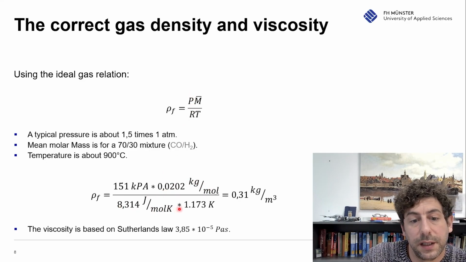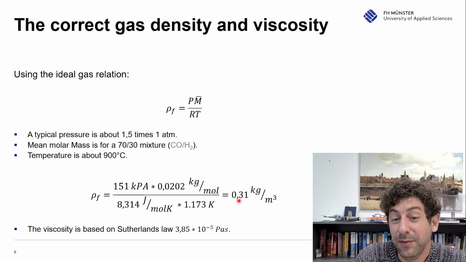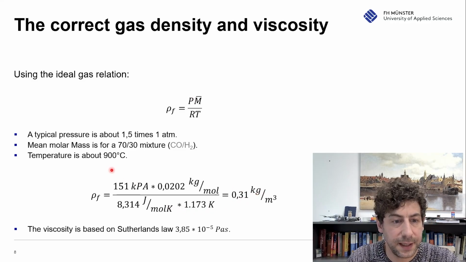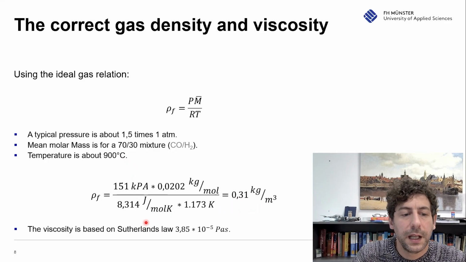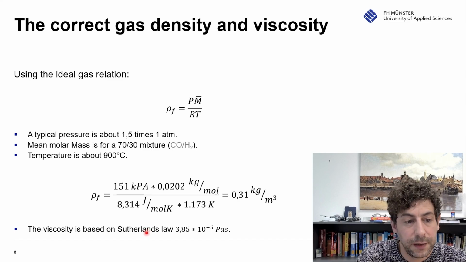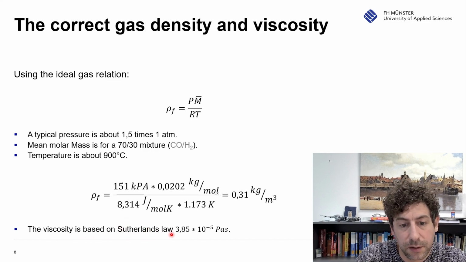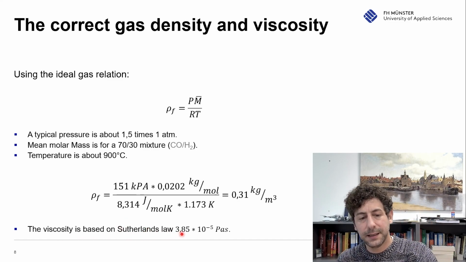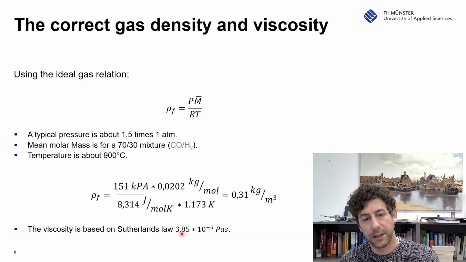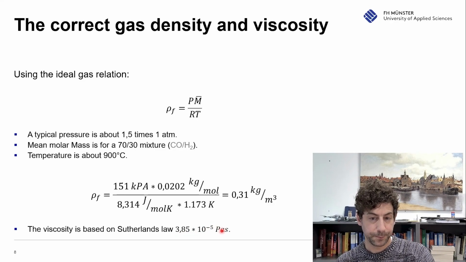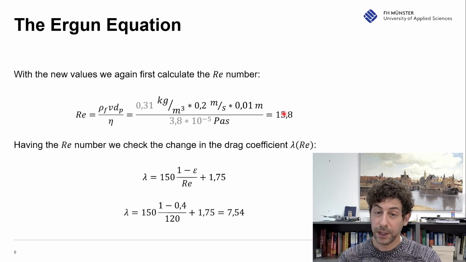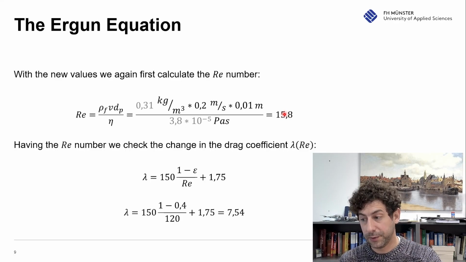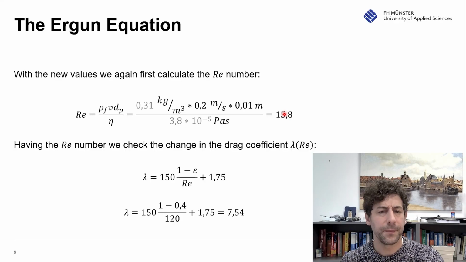We have the gas constant and the temperature in Kelvin, and then we get a much lower density, which makes sense at these high temperatures. So now we have a density of 0.31. And there is also a possibility to calculate the viscosity. It's Sutherland's law, and then we would get a slightly higher viscosity of 3.85 times 10 to the power minus 5 Pascal seconds. So a little bit higher viscosity, much lower density. If we put these values in again, we get a much lower Reynolds number. The Reynolds number now is 15, so we're getting close to the laminar area.